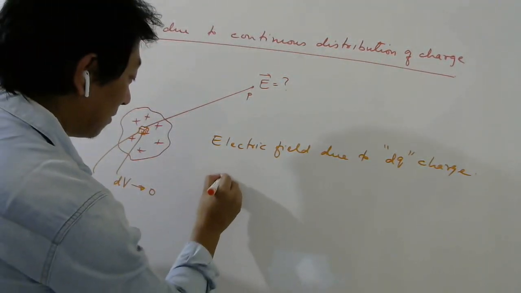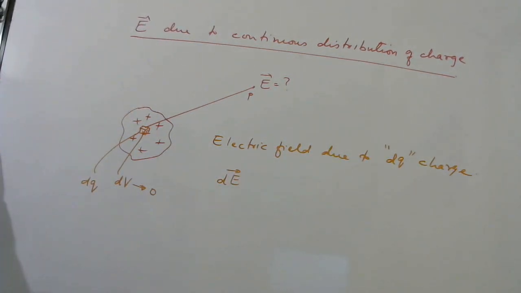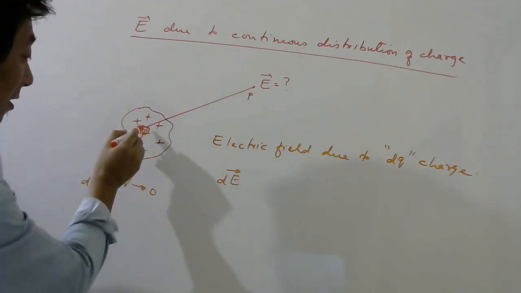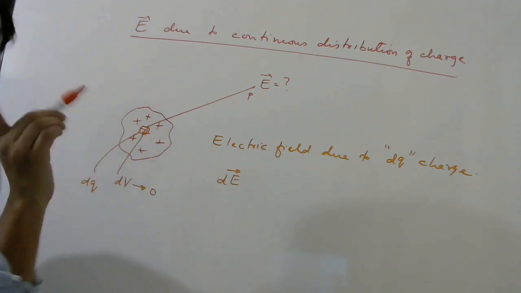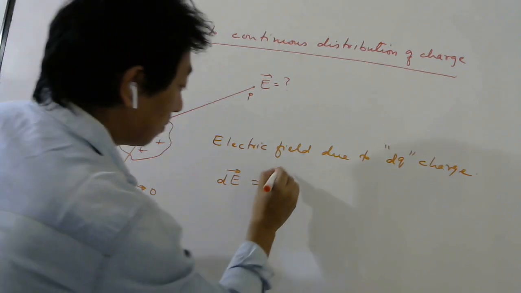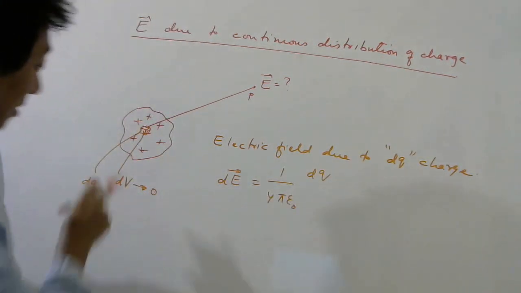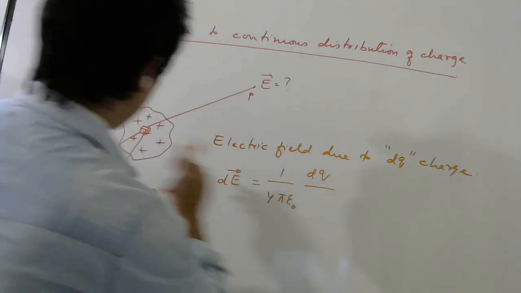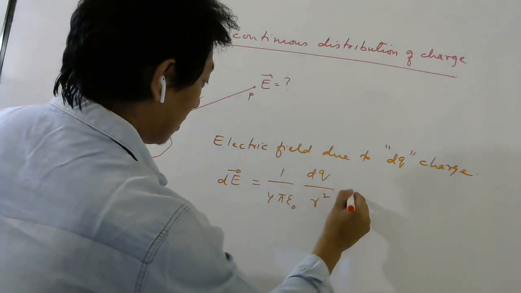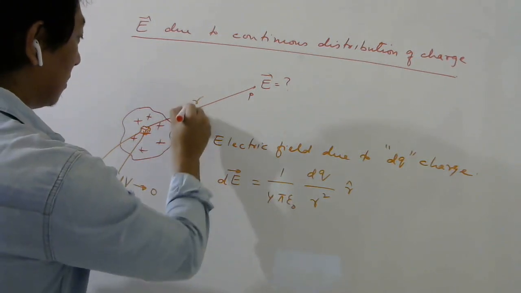So I can write the electric field now as dE. Why dE? Because it is a small electric field. Small in the sense that it is produced by a small part of the distribution, not the total electric field. So I am writing dE. What is the formula for a point charge? 1 by 4 pi epsilon naught, charge dq, the source charge, divided by the distance of the source charge from the point, let us say r, r square, into r cap. The unit vector is r cap.